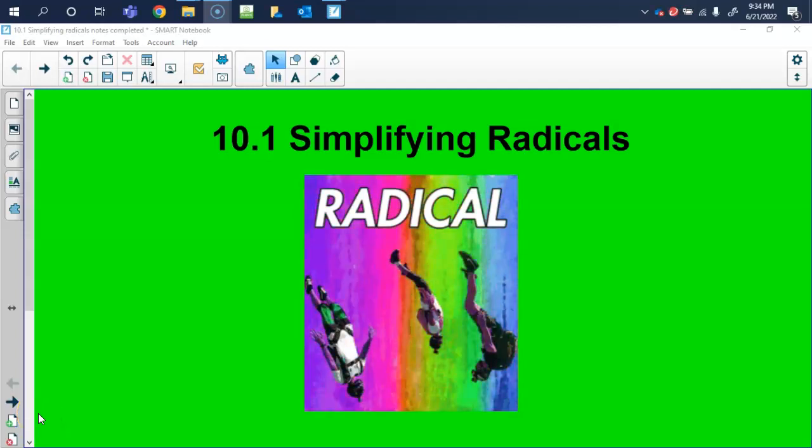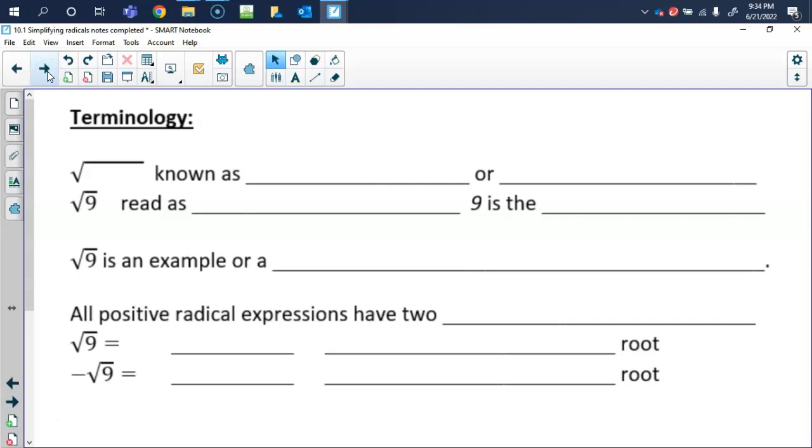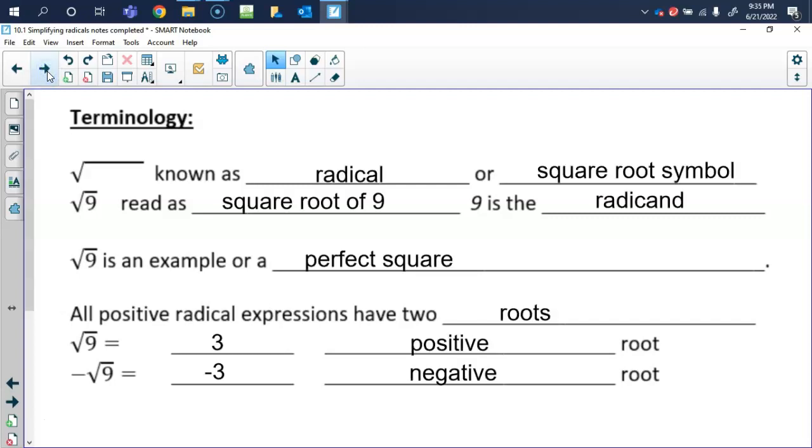Okay, we are going to look at 10.1. So 10.1 has to do with radicals. We are going to look at some terminology so that we can do this. So our terminology is this.